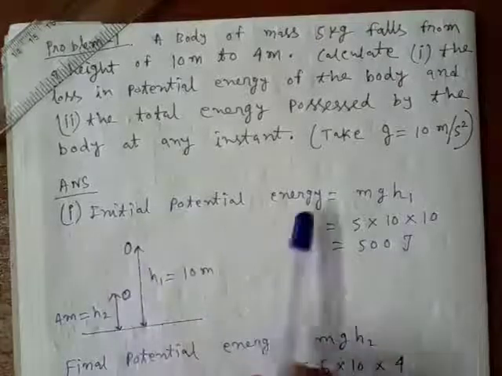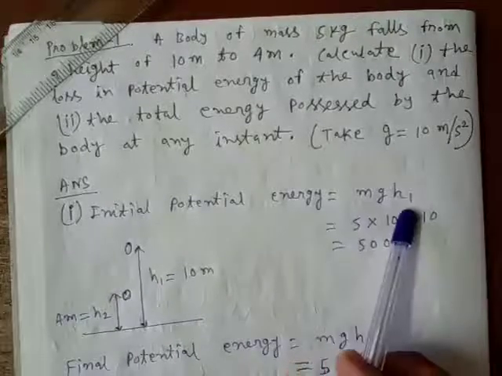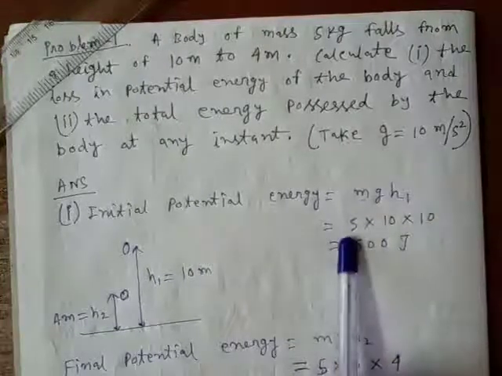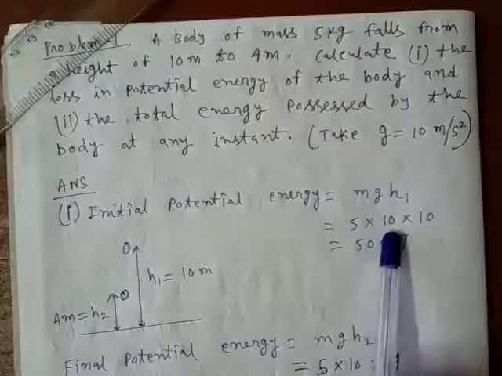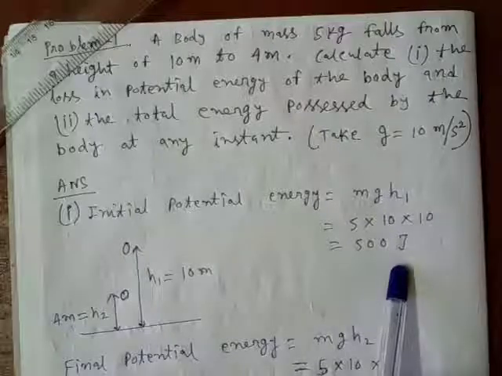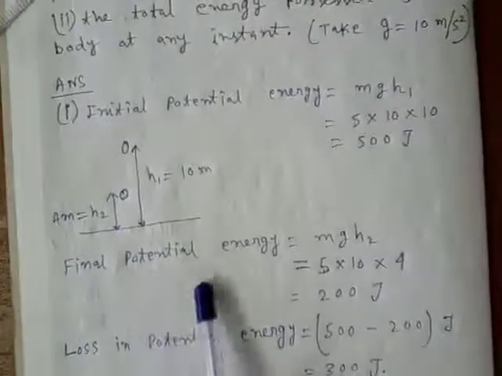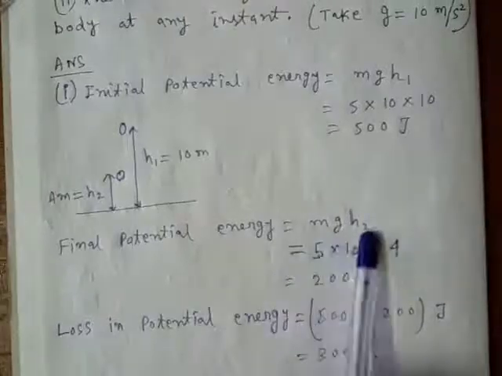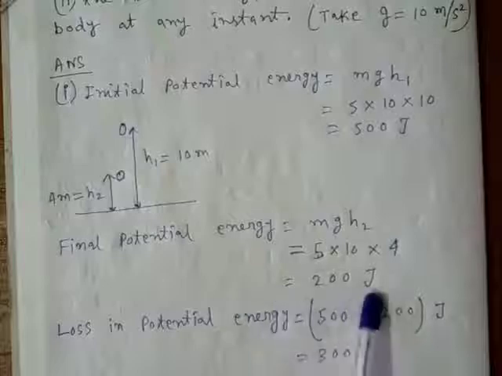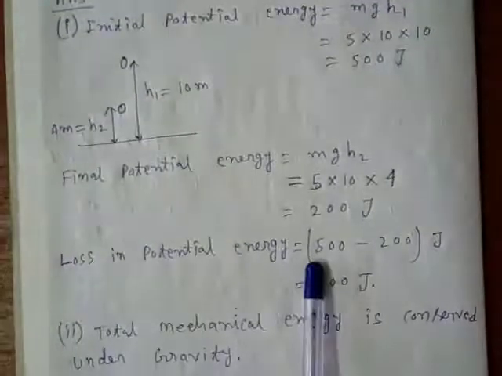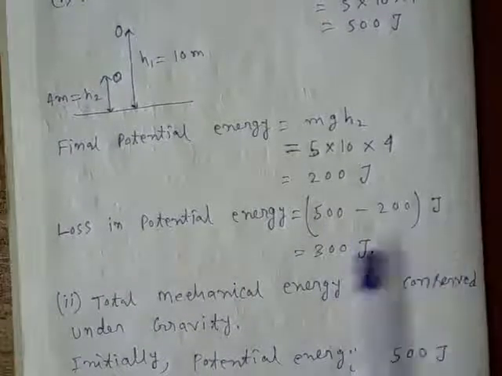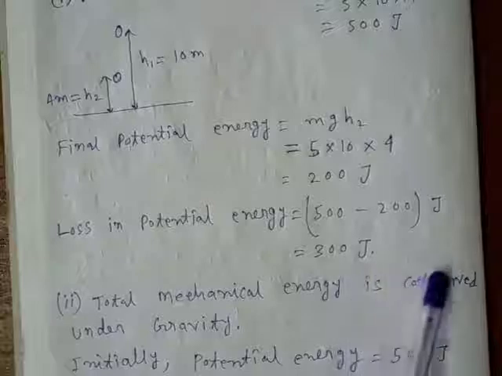Now initial potential energy is given by mgh1. In place of h1 I have to put 10 meter. So mass is 5 kg, value of g is 10 meter per second square, and h is 10 meter. So initial potential energy is 500 joule. Now the final potential energy is mgh2, h2 is 4 meter, so the final potential energy is 200 joule. So loss in potential energy is 500 minus 200 joule, 300 joule.